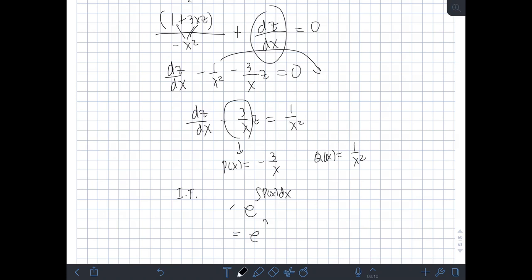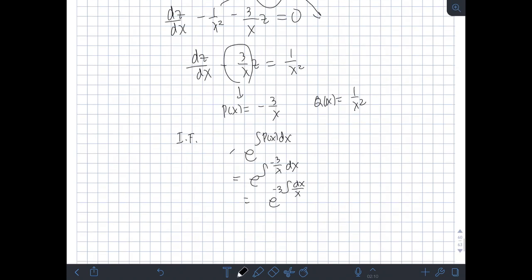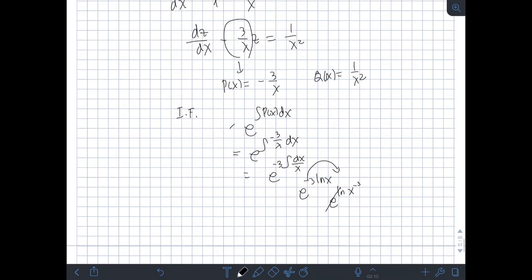Remember? So, e raised to integral ng negative 3 over x dx. Parang we have e raised to negative 3 integral ng dx over x. Integral ng dx over x is ln x. So, e raised to negative 3 ln x. Tapos, itaas ko tong negative 3 as exponent ni x. So, magiging e raised to ln x raised to negative 3, cancel itong e, magiging x raised to negative 3 na lang, or 1 over x cubed. So, therefore, ito yung integrating factor.